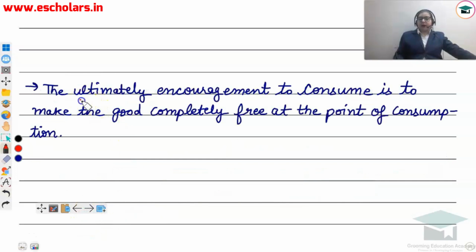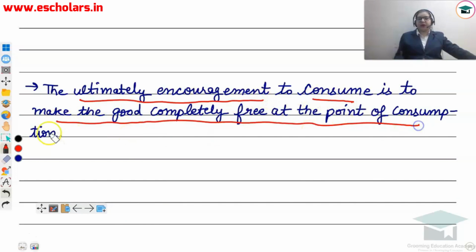Also, ultimately, encouragement to consume is to make the good completely free at the point of consumption. Basically, the government provides those goods free of cost to the consumers, which encourages the consumers to consume those goods properly. For example, free vaccinations of coronavirus provided by the government, right? So that encourages the people to get immunized against the coronavirus. The free medical treatment provided by the government through government hospitals encourages the people to get medical treatment for the disease that they are having.